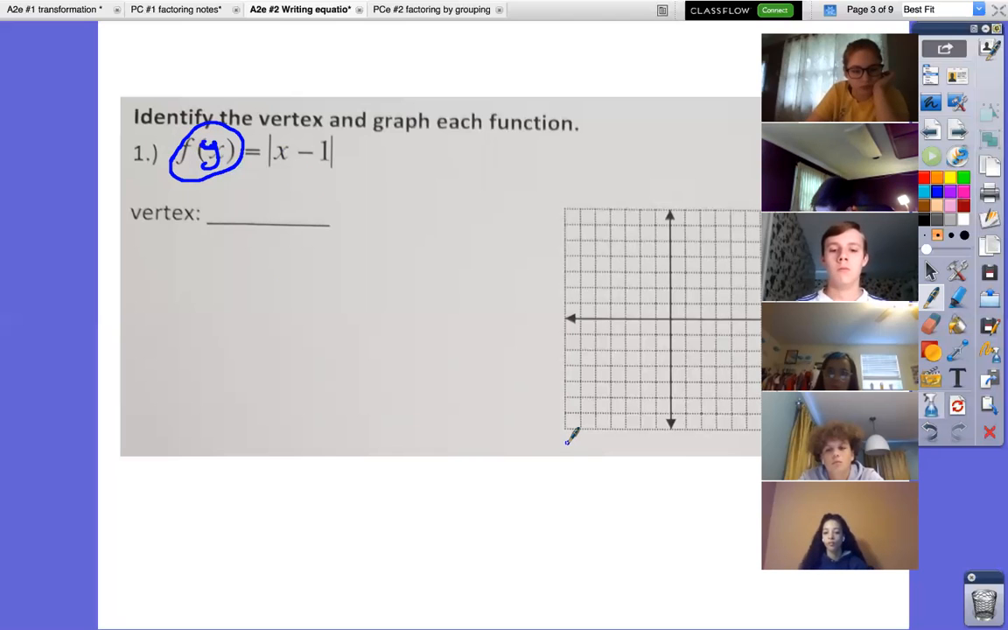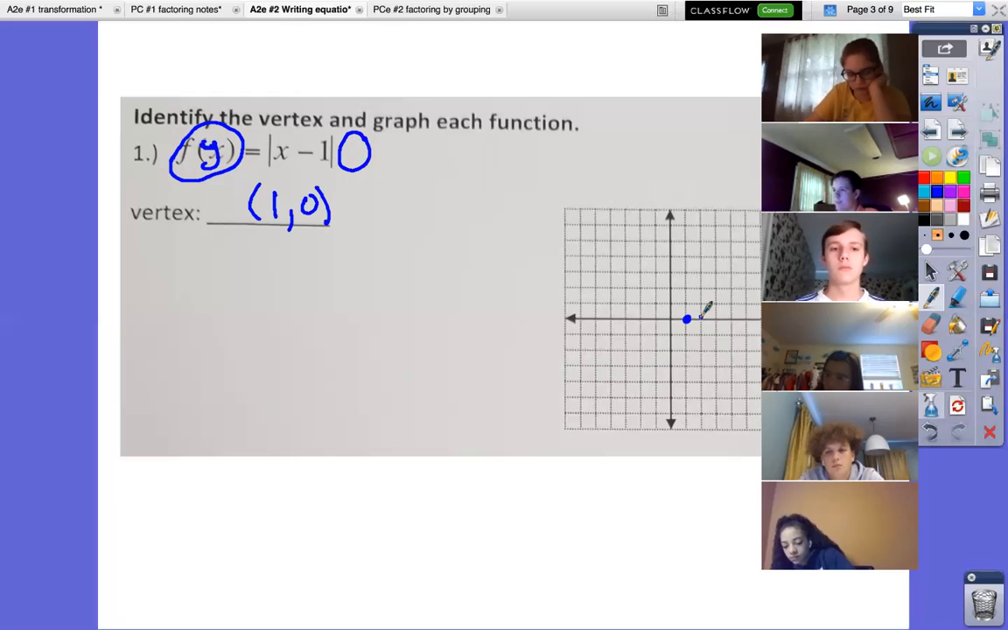So we can start with the vertex. Is this being stretched or shrunk or reflected over anything? No. And this x - 1 means it's just moving what? Right. Right 1. And if I don't have a k value, my k value is 0, I can read off the vertex right away. It's just moving right 1, up 0. So it's already been shifted to the right 1.